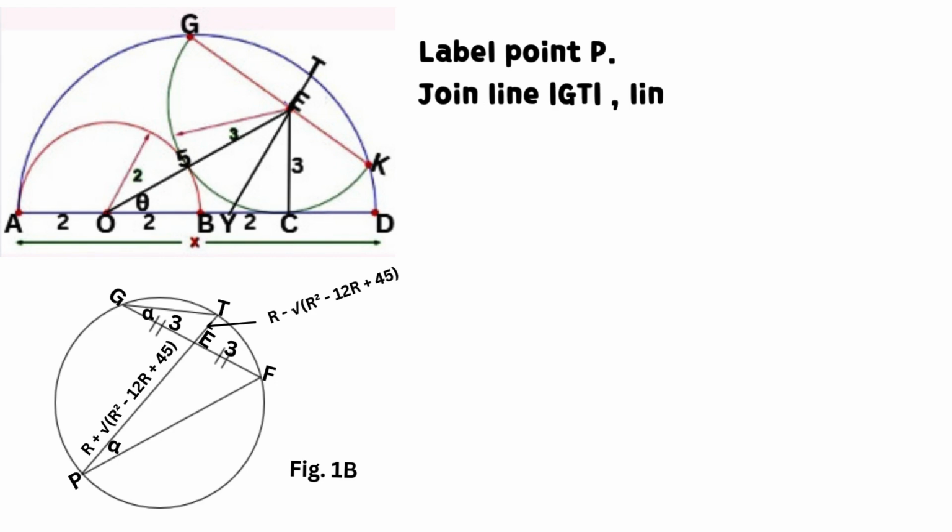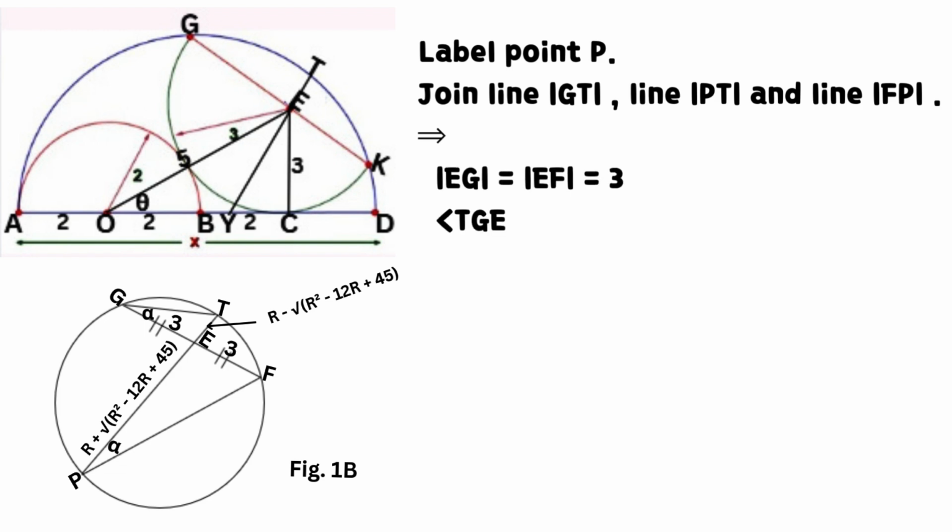Label point P. Join line GT, line PT, and line FP. It follows that line EG equals line EF, which equals 3. Angle TGE equals alpha, which equals angle FPE.